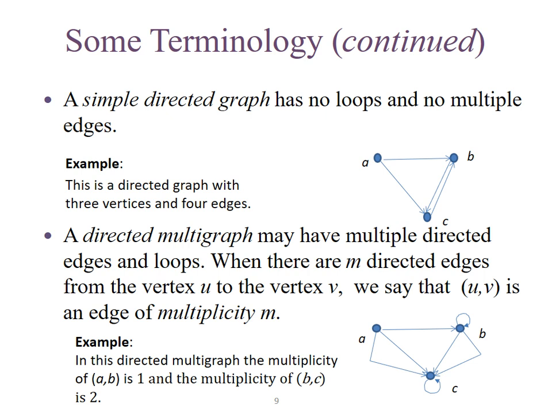All right. So first one, simple directed graph, and then we have the directed multigraph. For the following example, we have an edge from A to C, and we have another edge from A to C, and we also have loops for the vertex B and C.